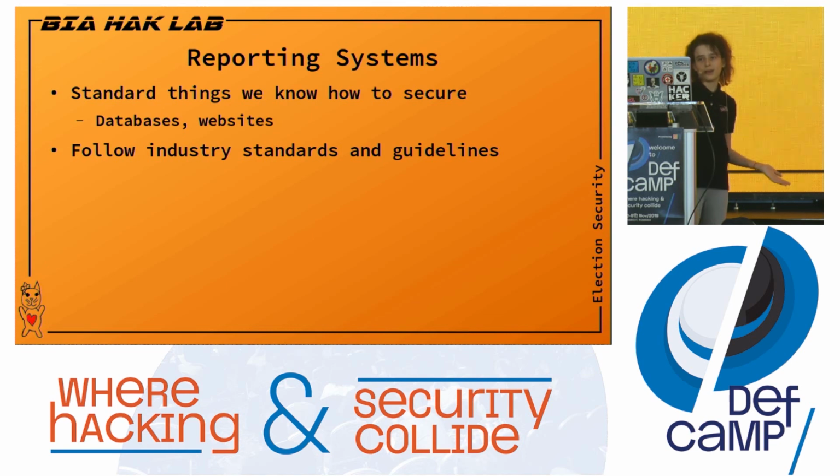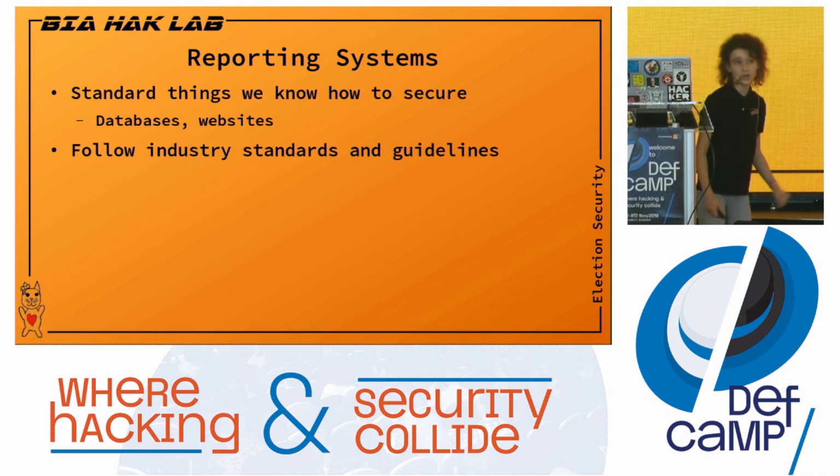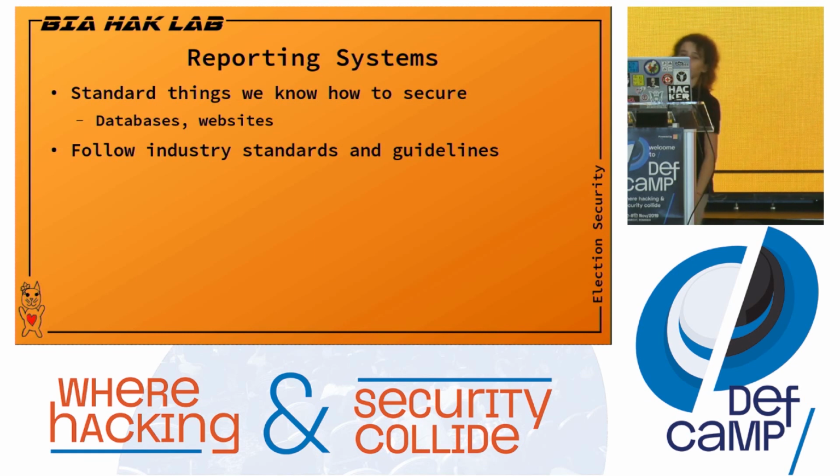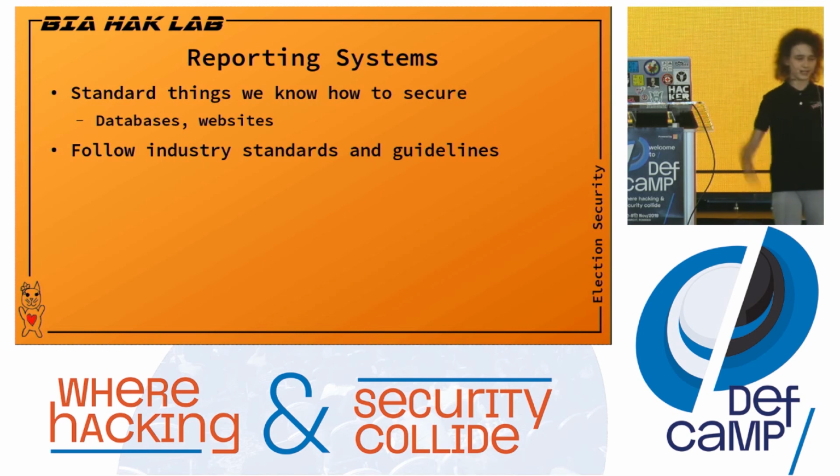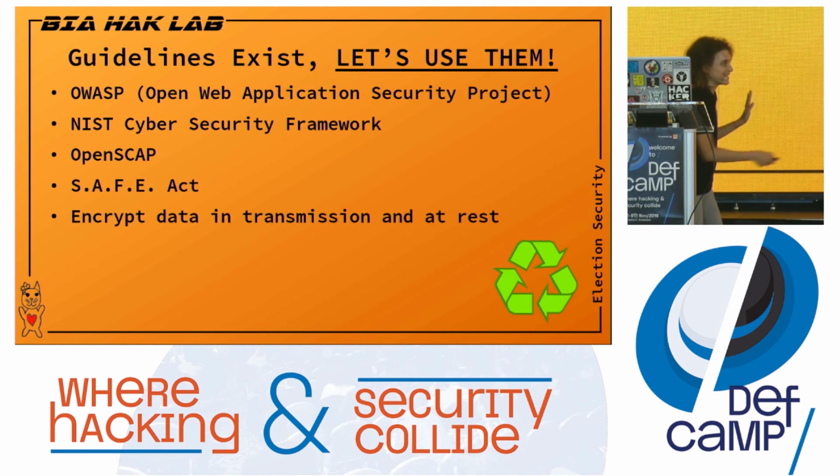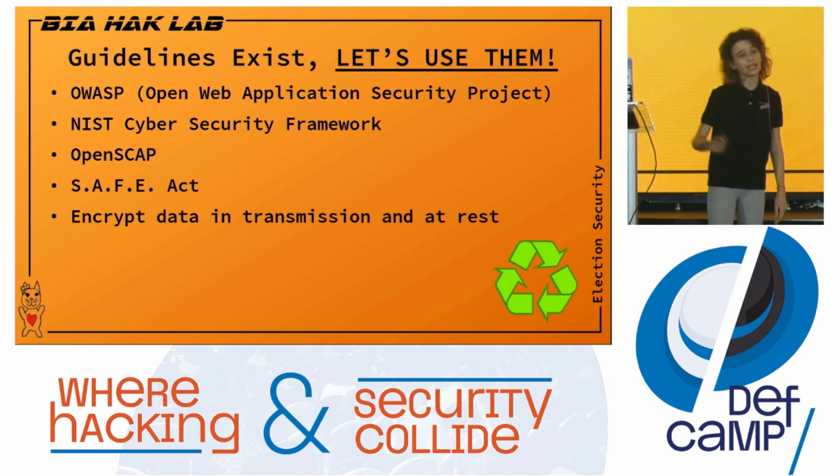Now, the next step. The next step is the vote count reporting systems. These, just like the voter registration systems, are standard things we know how to secure. And again, like registration systems, we should follow industry standards and guidelines. I recycled this slide. I'm going green. Ooh. Remember OWASP, NIST, OpenSCAP, SAFE, and remember, encrypt data in transmission and while at rest.